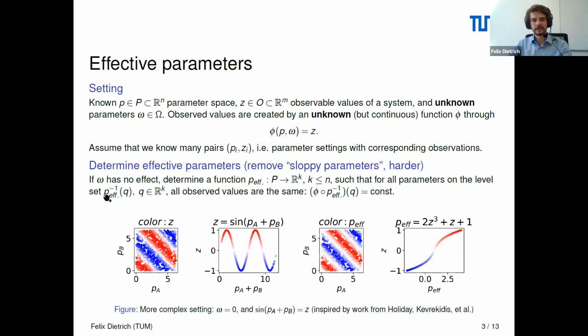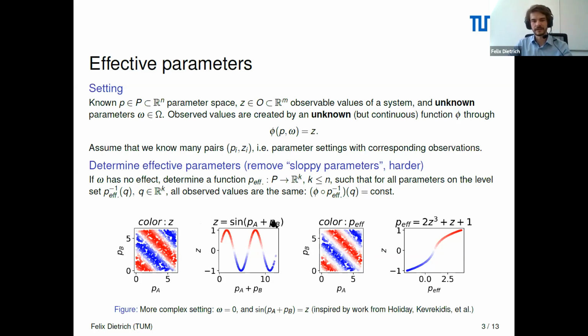such that for all parameters on the level set of these. So in this case here, the level set is sort of the same, has the same color. All observed values are the same. And as you can see here, the observed values are actually a nonlinear combination of the parameters, right?